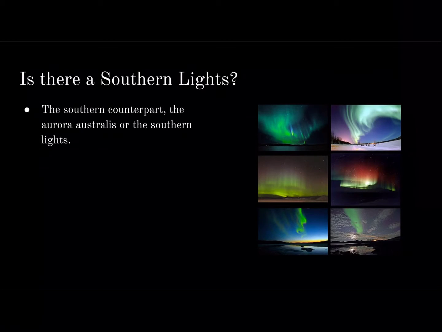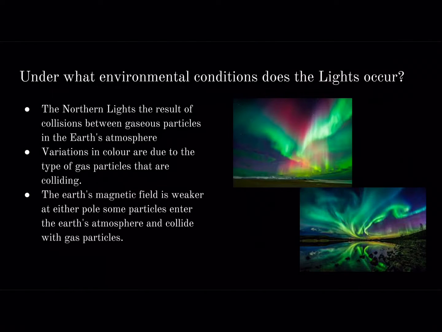In northern latitudes, the effect is known as the aurora borealis, or the northern lights. The southern counterpart, the aurora australis, or the southern lights, has features almost identical to the aurora borealis and changes simultaneously with the changes in the northern auroral zone. The northern lights are actually the result of collisions between gaseous particles in the Earth's atmosphere with charged particles released from the sun's atmosphere. Variations in color are due to the types of gas particles that are colliding.